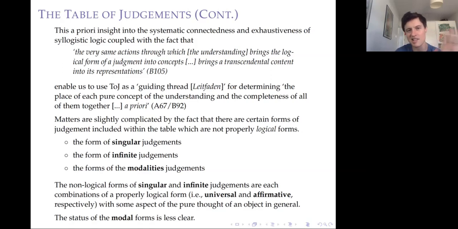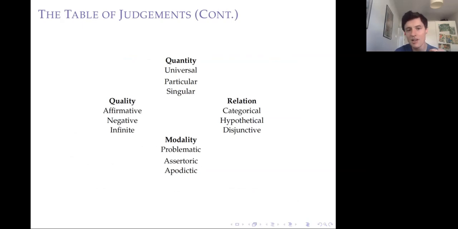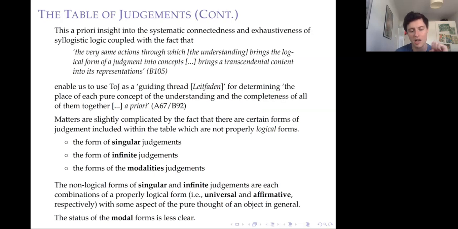The thing that makes things slightly complicated here, as I mentioned before, is not everything in the table is actually from syllogistic logic. So Kant is clear that infinite judgments and singular judgments are actually derived from transcendental logic, which is concerned with the pure content part. And also there's something slightly complicated about the modalities of judgments, which is just to distinguish them enough from the others that they're not properly to be understood in the same sort of way.